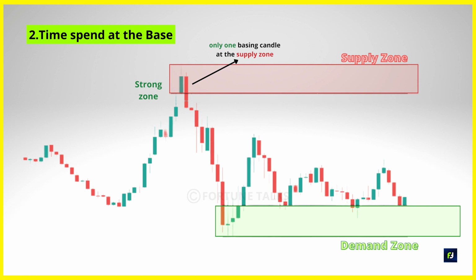Now take a look at this chart. We have a rally base drop structure but with only one basing candle at the supply zone. This is a very strong basing structure. So we will give a maximum score of 2 for this supply zone. While in case of this demand zone, the price spent a little more time and created a few more candles at the basing structure. So we can give a score of 1 to this demand zone.